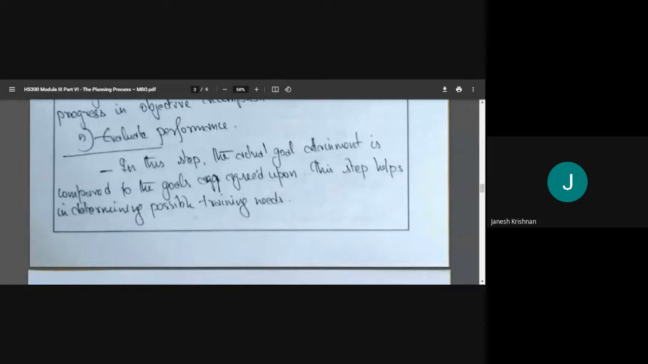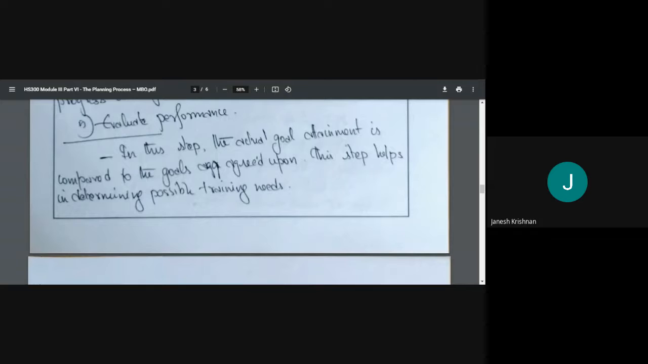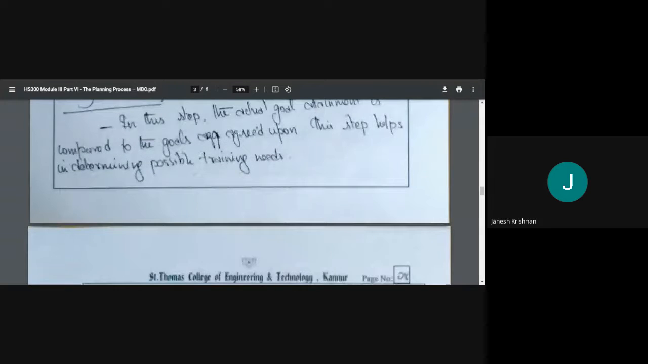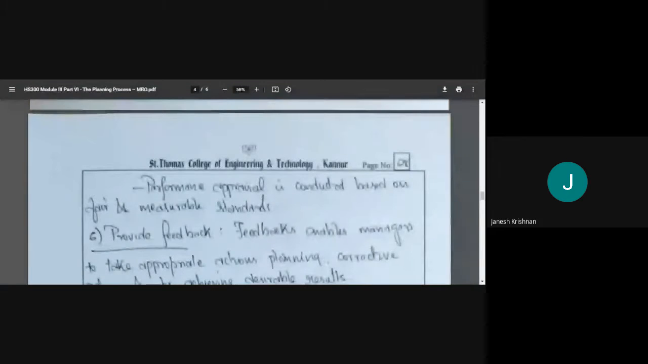Okay. If there is some problem, then you can identify and say, okay, this person needs a little bit more training, so he can perform even better. It's not that we are going to fire him, but we are going to train him, right? Then performance appraisal is also conducted based on fair and measurable standards. So the employee D, he said he'll produce 300, right? And he's producing 300, so he should be given more, right? He should be rewarded. And his performance should be appraised and rewarded.